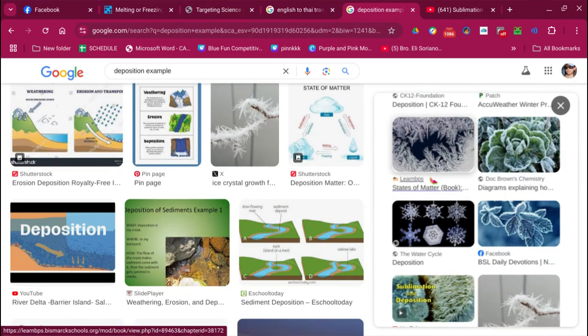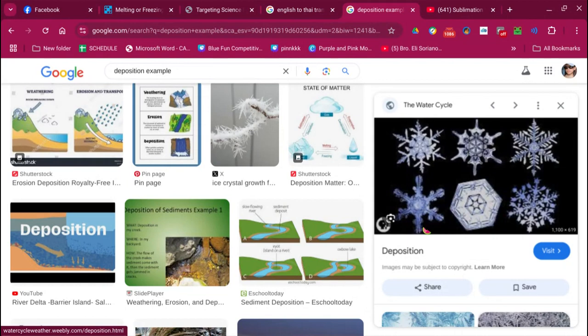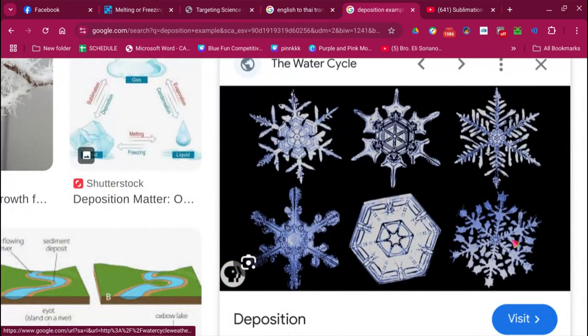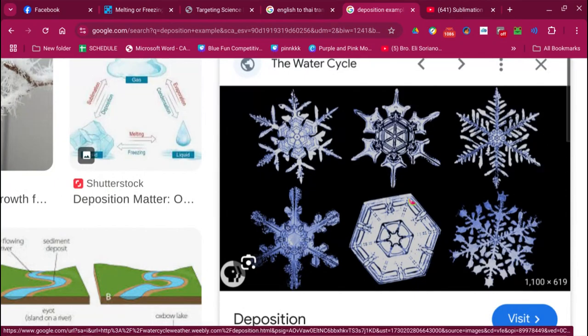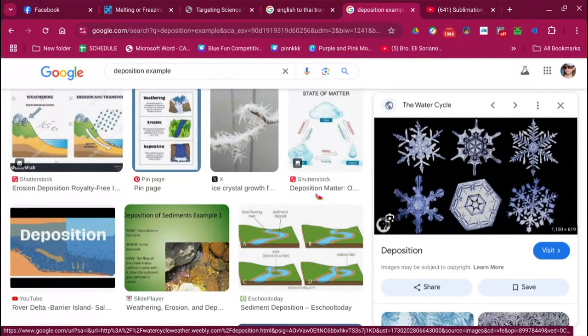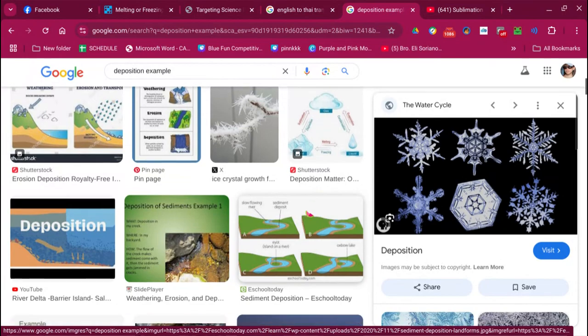Oh, so these are some of the examples. Like here, do you know what snowflakes are? Yes. So here, this is some of the examples of deposition. From the gases that surround, it will turn into a solid one. So here, that is one of the examples of deposition. All right. Here too.